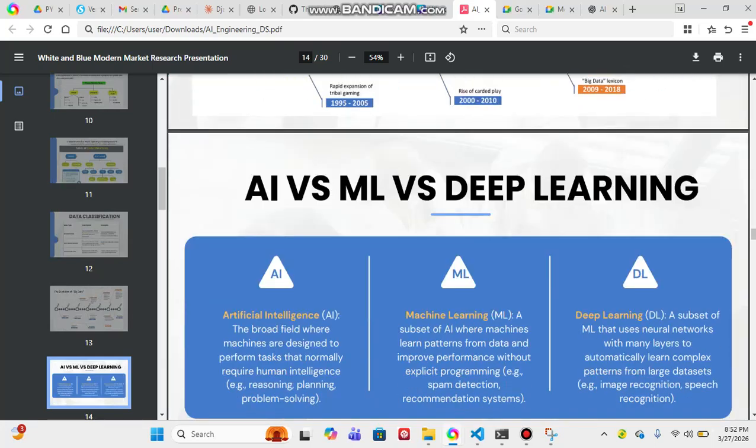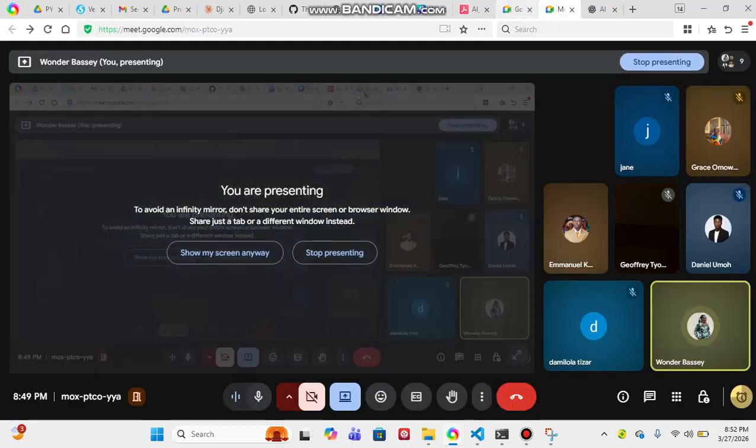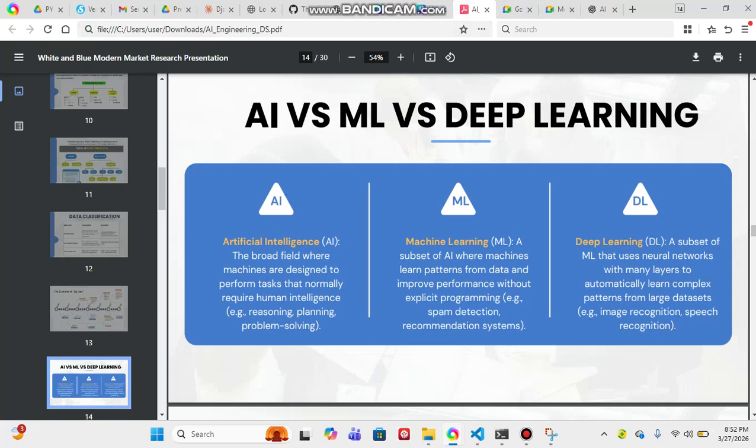Now AI versus ML. This is where we need to strike the balance. Many people don't know the difference between AI, ML, and DL, and that's the problem. AI means artificial intelligence, ML means machine learning, DL means deep learning. Artificial intelligence is a broad field where machines are designed to perform tasks that normally require human intelligence.